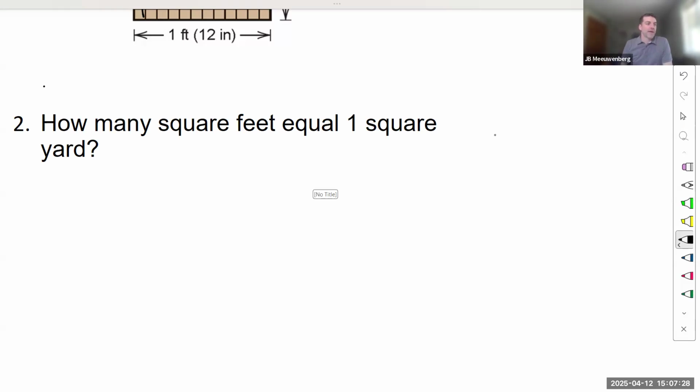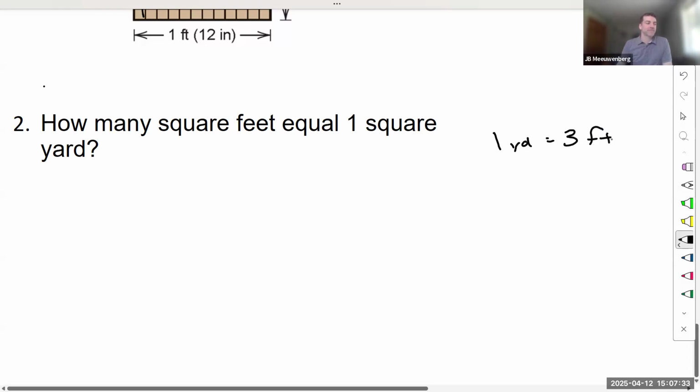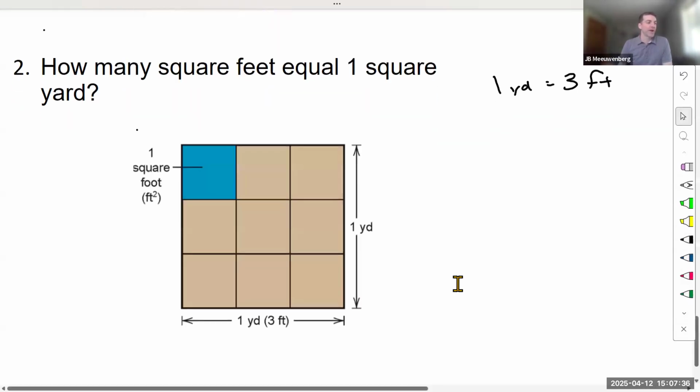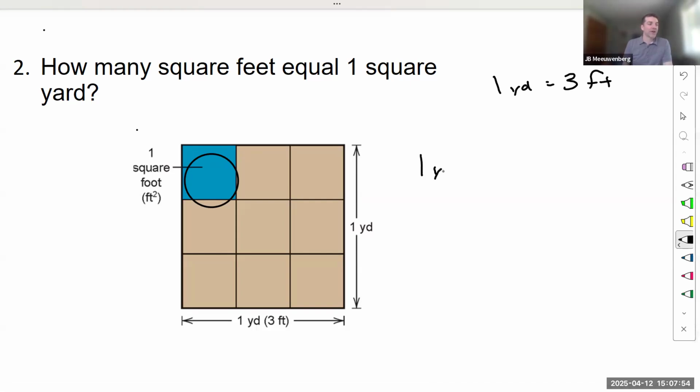Well, hopefully you remember that 1 yard is equal to 3 feet. And so if we look at a square that measures 1 yard on both sides, and we remember that a yard is 3 feet, that means it's broken up into 9 of these squares, each of which is a square foot. So 1 square yard is equal to 9 square feet. Each one of these things is a square foot. It would measure a foot on each side.